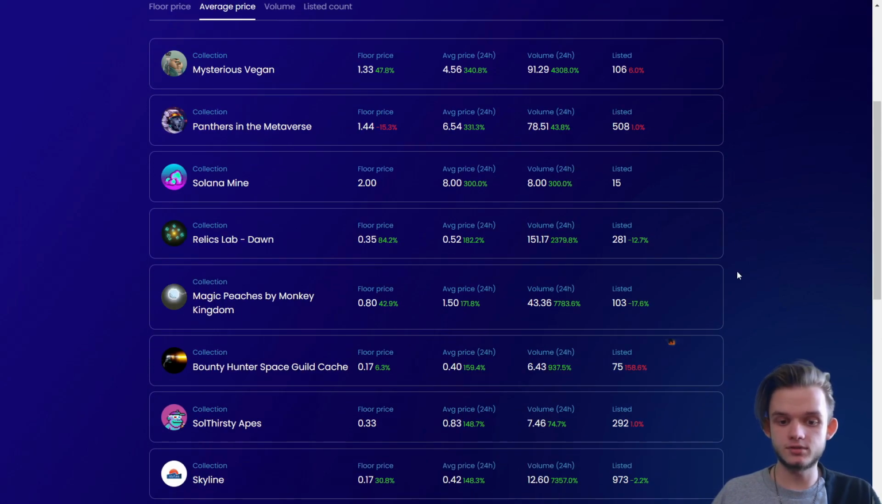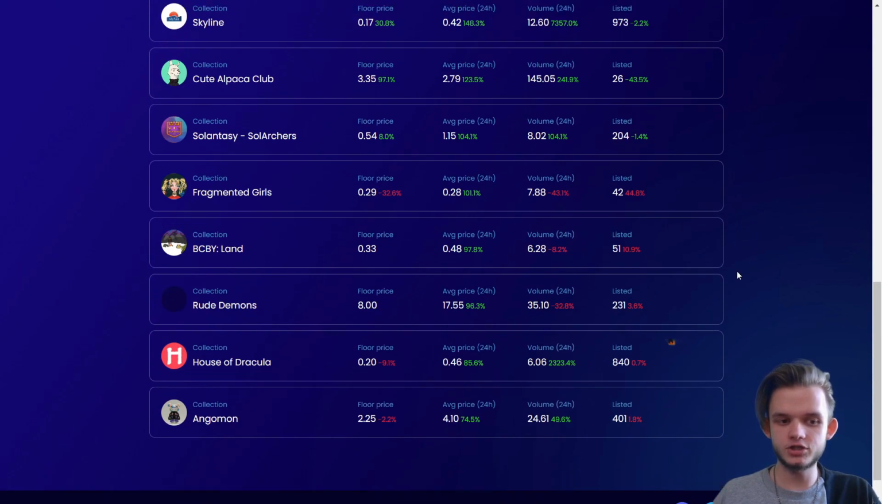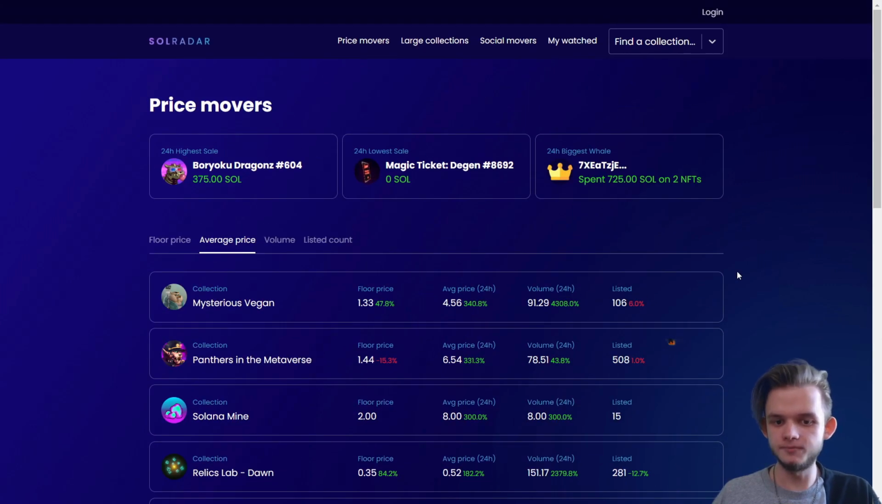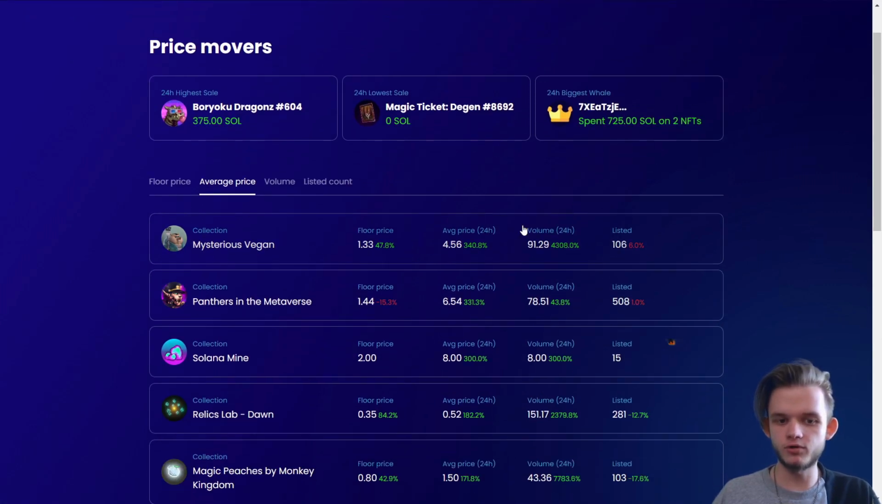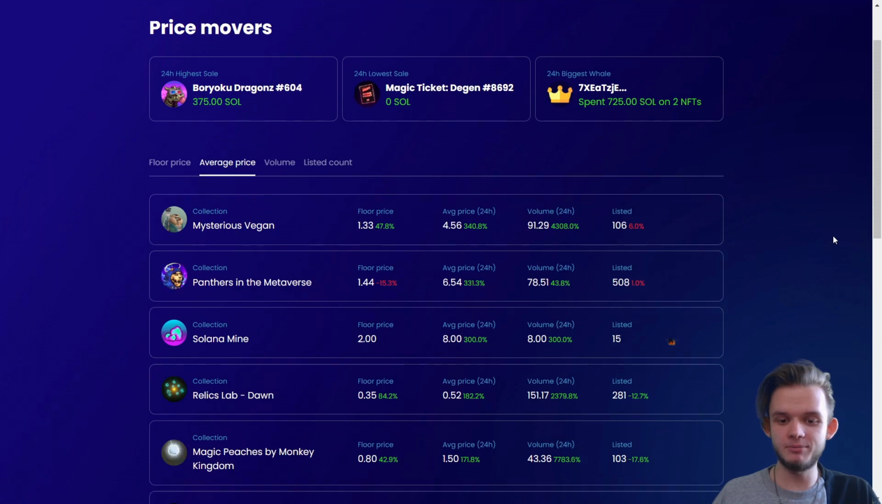And again, you just go in here and check out these collections. If all conditions are met, I just go and buy it. For example, this looks just awesome. Maybe I'll try to buy it myself, because floor price is only 1.33, average price growth is at 340%, and the volume is just crazy. It grew like 4000%, and it could be a really mega hyped collection that we just go in on.